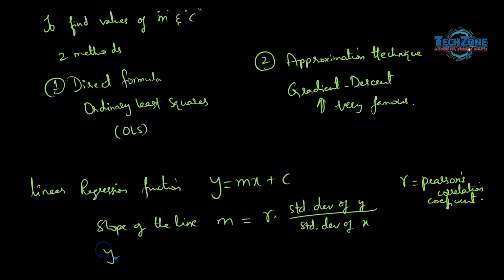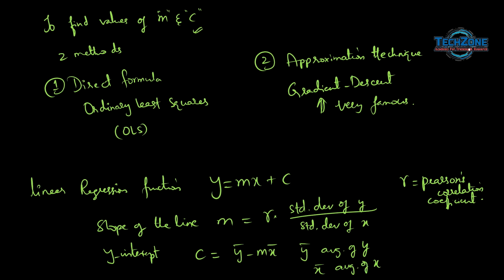And how should we find the y-intercept? That is c. So c will be equal to y bar minus m x bar. Here y bar is the average of all the y values and x bar is the average of all the x values. So to find the intercept we should know m also, right? And how is m calculated? Using this formula, r multiplied by standard deviation of y divided by standard deviation of x. I'll give you one example in which we'll find the value of m and c for a given data set.